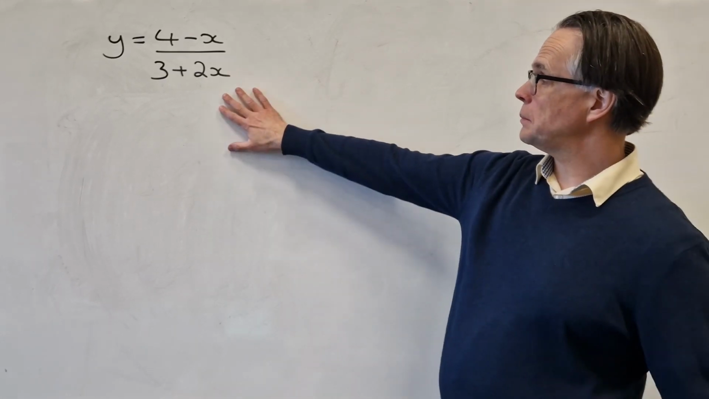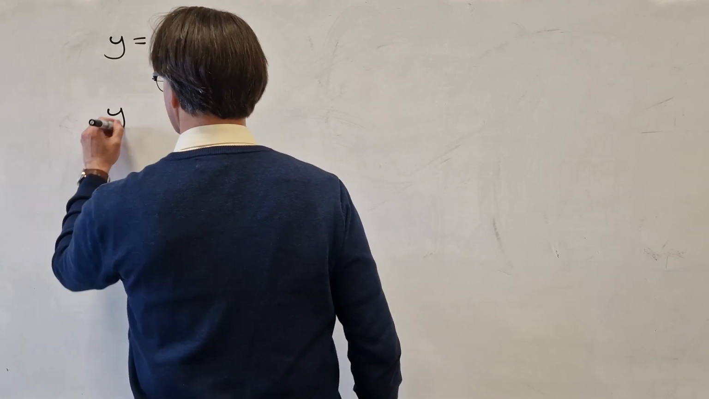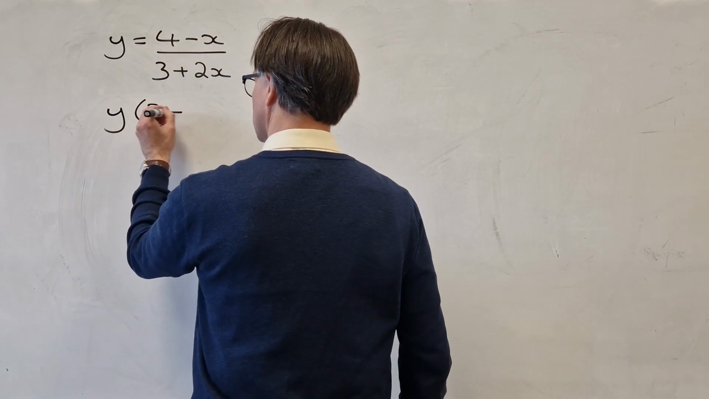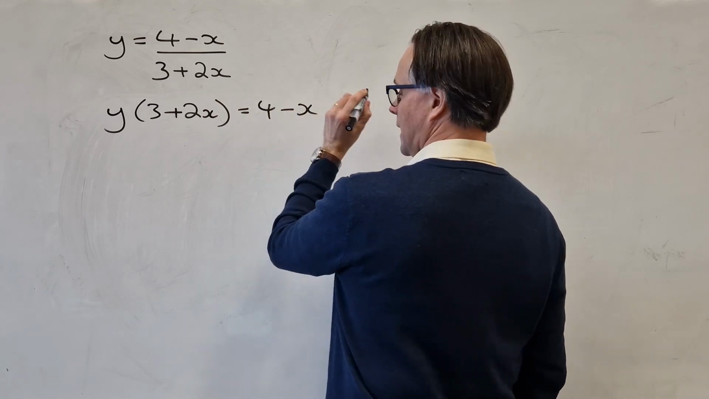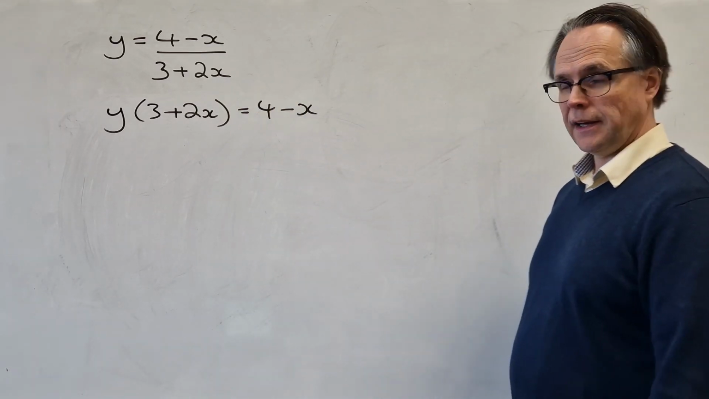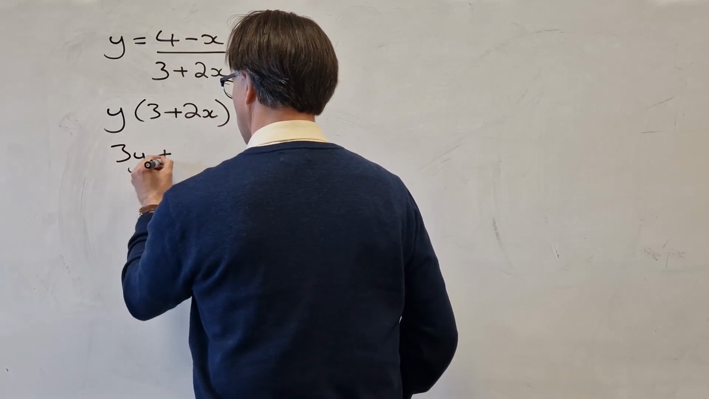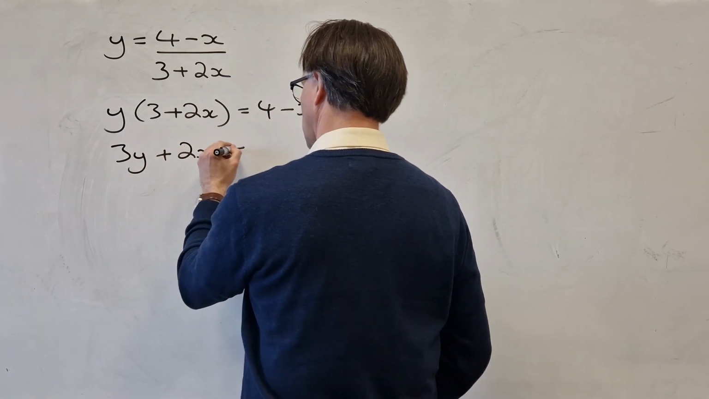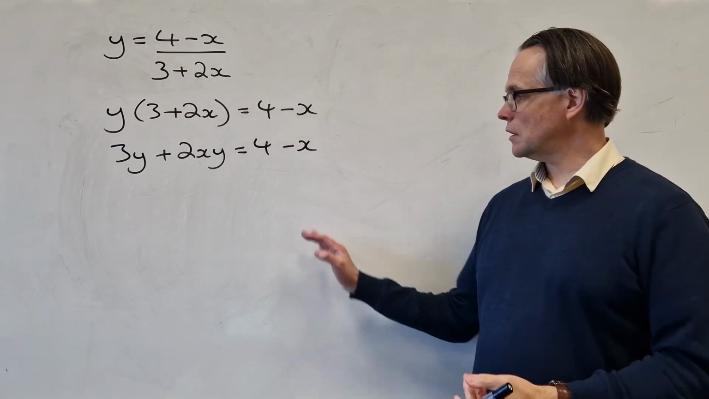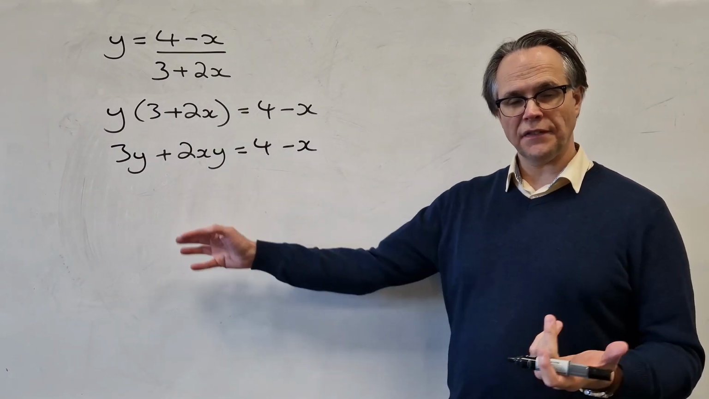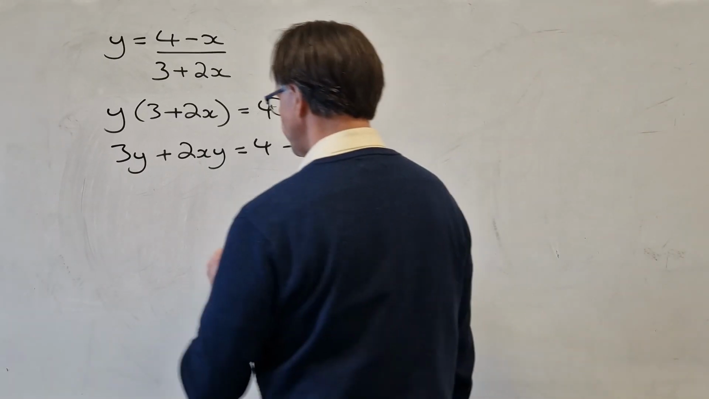We're going to multiply both sides by 3 plus 2x. And then we're going to multiply out the bracket on the left hand side. And then we're going to rearrange it so that all the terms that have x in are on the left hand side, and all the terms without x are on the right hand side.